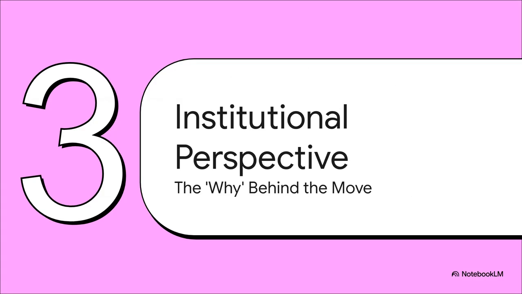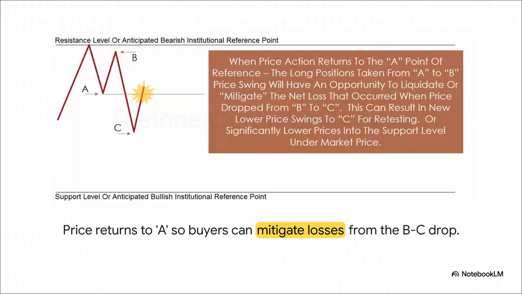Okay, so we know what to look for, but the bigger question is, why? Why does price so often come back to this exact level? This is where things get really interesting, because it's all about understanding the institutional game. Take a look at this ABC swing. The folks who bought from point A up to point B were feeling pretty good for a minute there, right? But then, bam, price collapses from B all the way down to C. All those happy buyers are suddenly in a world of hurt.